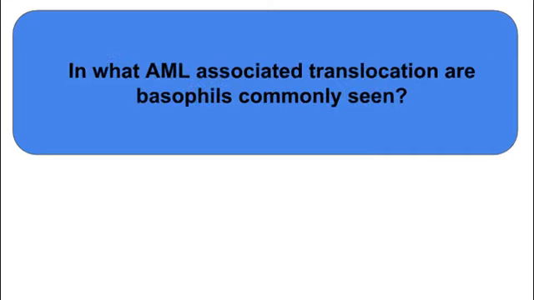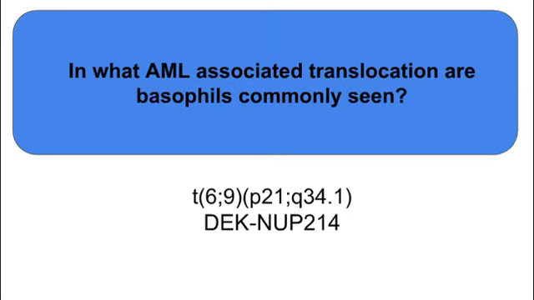In what AML-associated translocation are basophils commonly seen? Translocation 6;9, resulting in the DEK-NUP214 fusion. Marrow and peripheral basophils are seen in 44 to 62% of cases of AML with translocation 6;9.